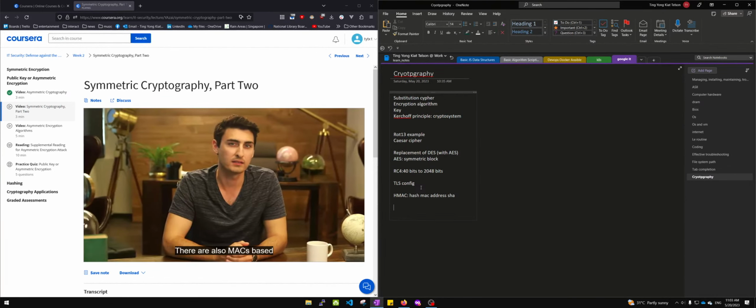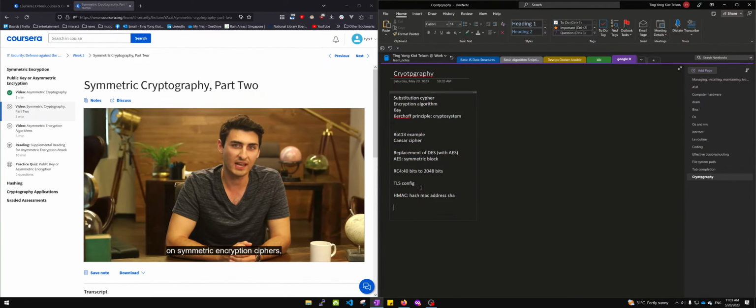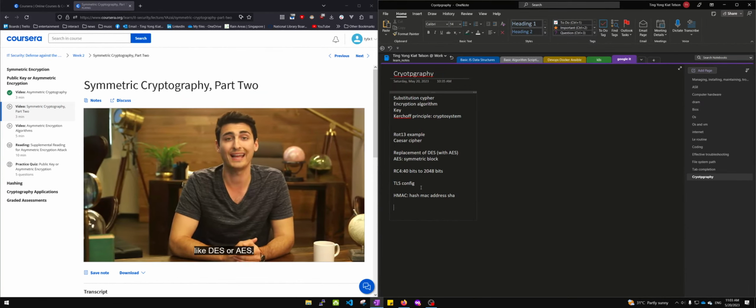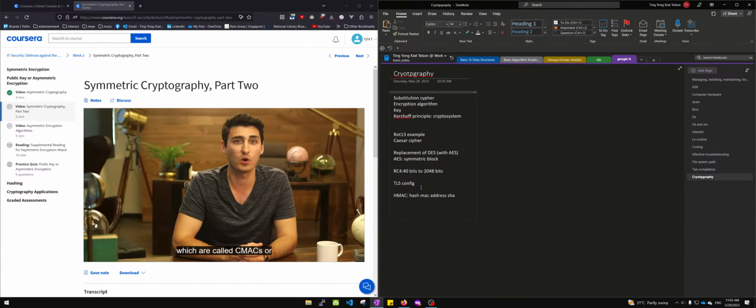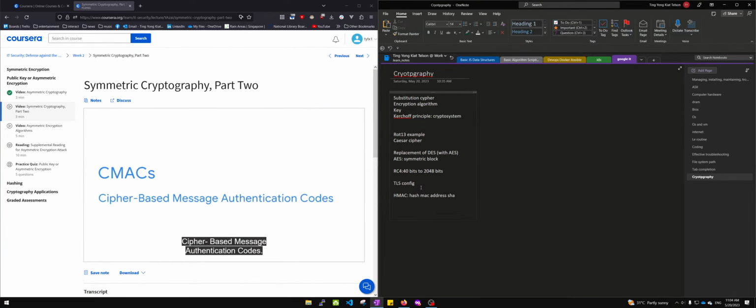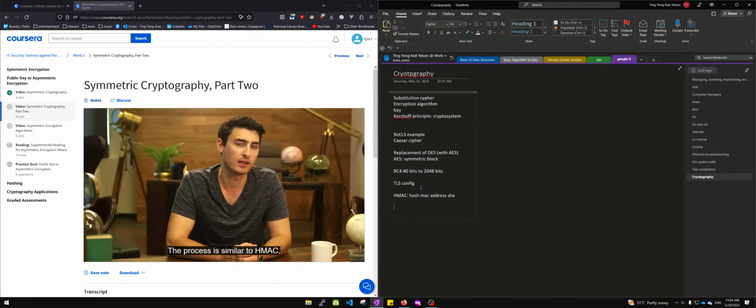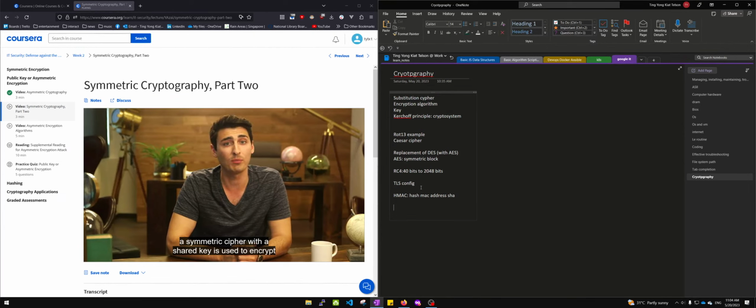There are also MACs based on symmetric encryption ciphers, either block or stream, like DES or AES, which are called CMACs, or cipher-based message authentication codes. The process is similar to HMAC, but instead of using a hashing function to produce a digest, a symmetric cipher with a shared key is used to encrypt the message, and the resulting output is used as the MAC.